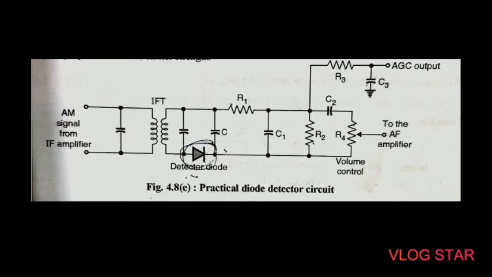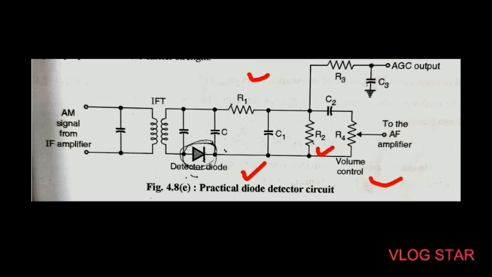Next is the practical diode detector. The circuit diagram for this practical diode detector is as shown in this figure. Here, as the direction of the diode has been reversed, the negative envelope will be demodulated. This is our detector diode, and due to the negative AGC, that is automatic gain control, this voltage will be developed at R1, and R2 will provide the series DC path.